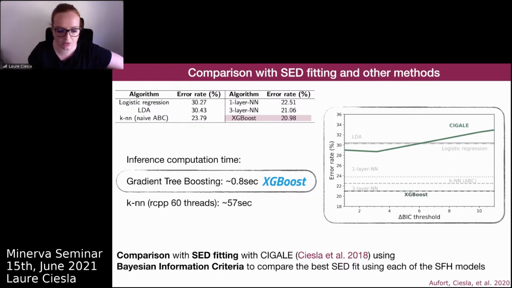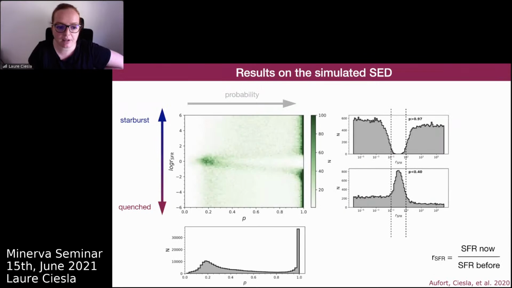So this is a good improvement. So here are the results. I will try to guide you through this, just to remind you that the RSFR parameter is the SFR now observed from your galaxy, divided by the SFR before the flexibility, so before the quenching or before the starburst.